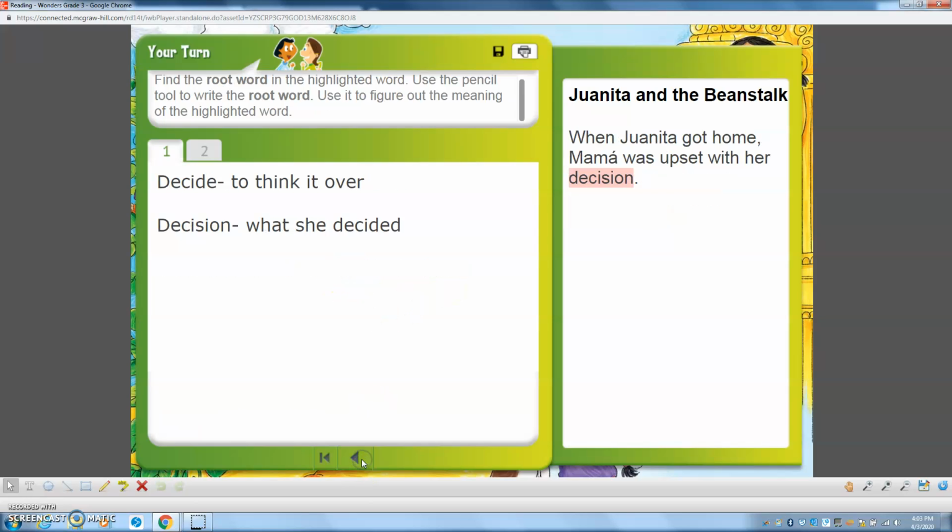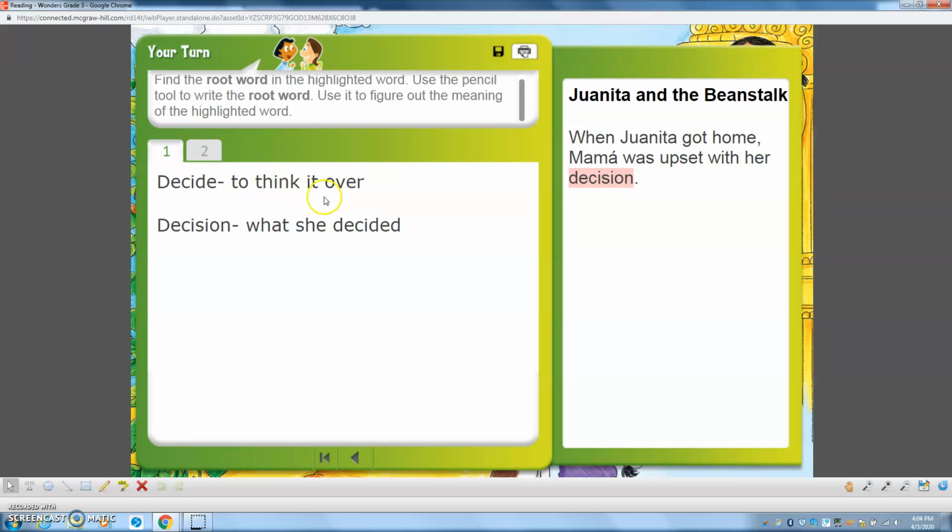Now let's take a look at this word. When Juanita got home, Mama was upset with her decision. Looking at that word decision, we know that if we take away the S-I-O-N, which is our suffix, the word D-E-C-I is not a word, so we know that something had to be added on to that. Decide would be our root word in decision. We had to take away the D-E to add on the S-I-O-N.